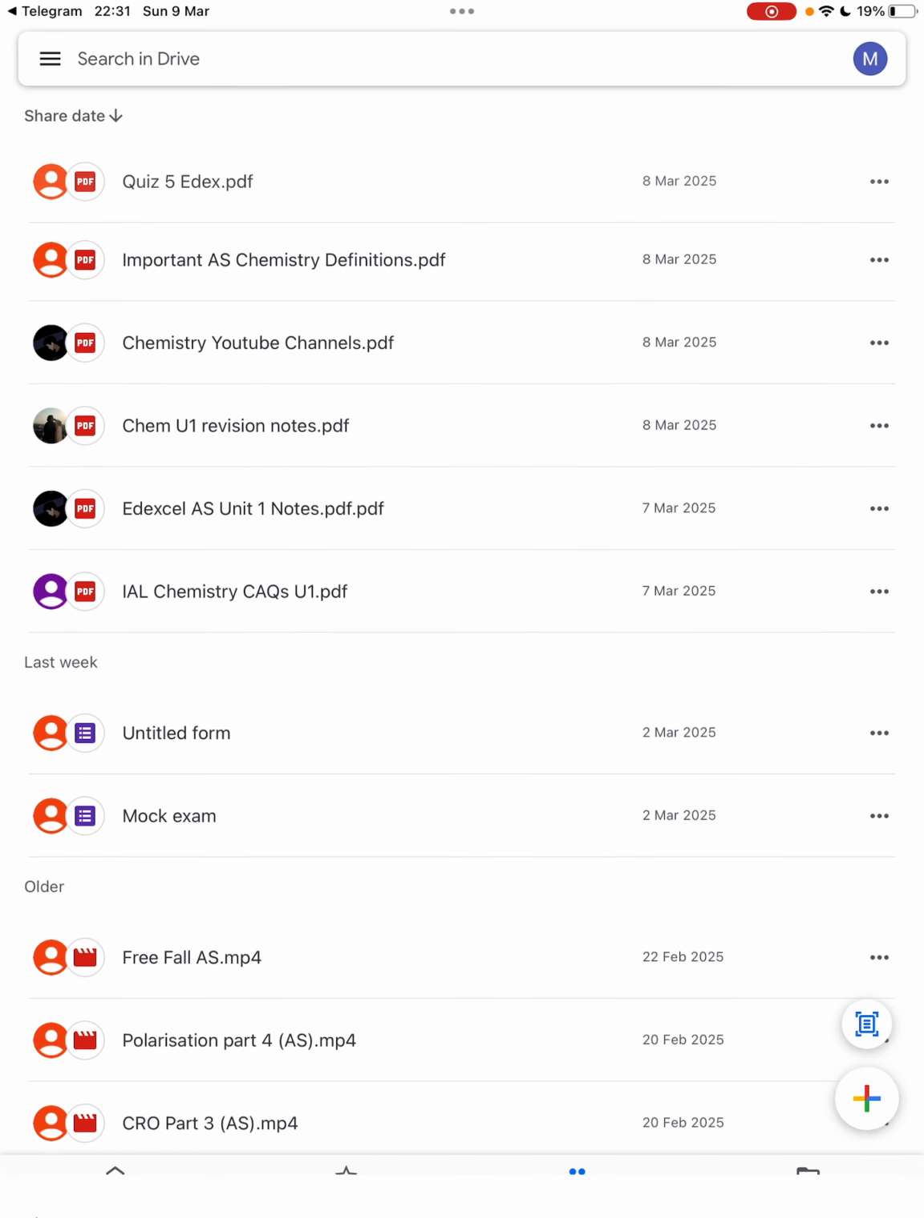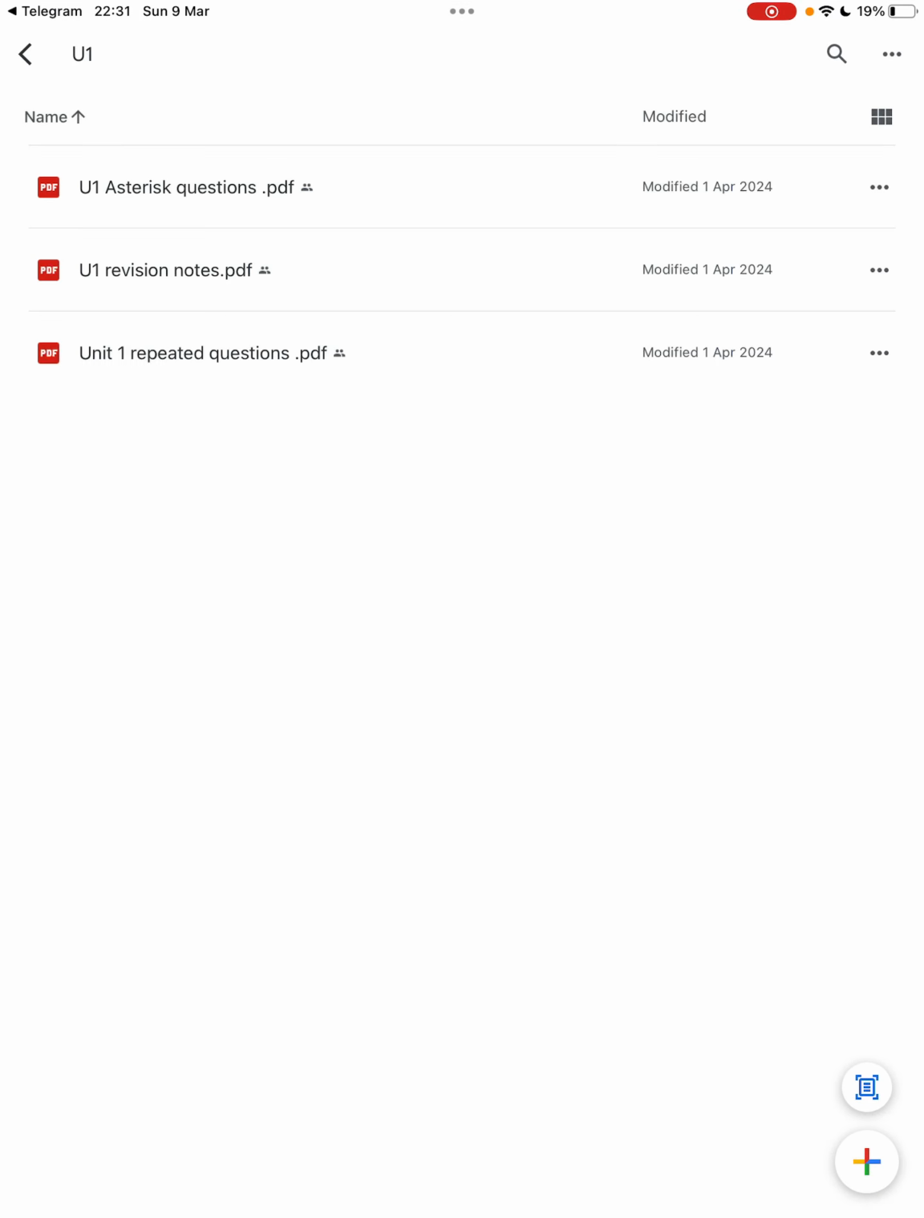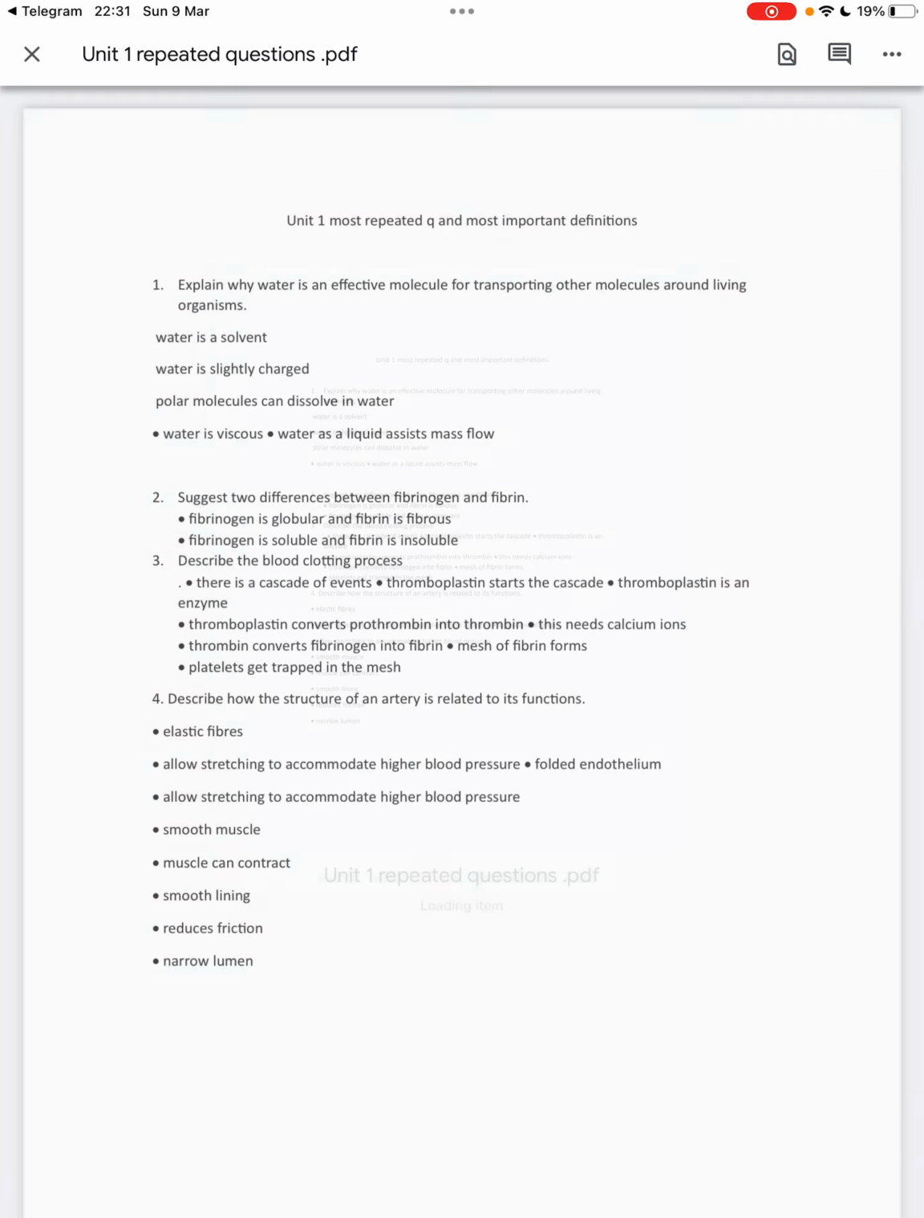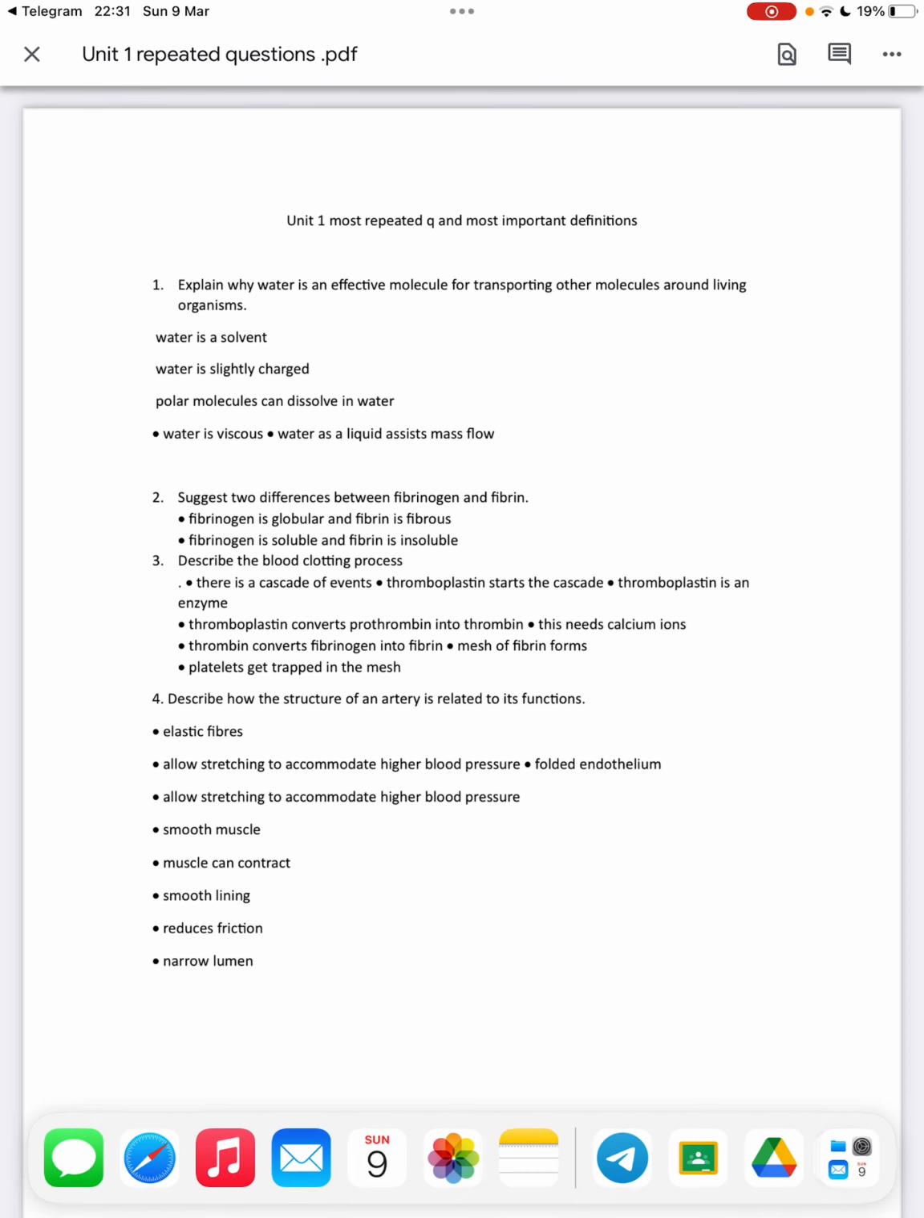We're doing in this video some Unit 1 notes, Unit 1 revision. Here we have Unit 1 asterisk questions, Unit 1 revision notes, and Unit 1 repeated questions. Question number 1. Explain why water is an effective molecule for transporting other molecules around living organisms. Because water is a solvent, water is slightly charged, water is a polar molecule, so molecules can dissolve in water. Water is viscous, and water as a liquid assists mass flow.